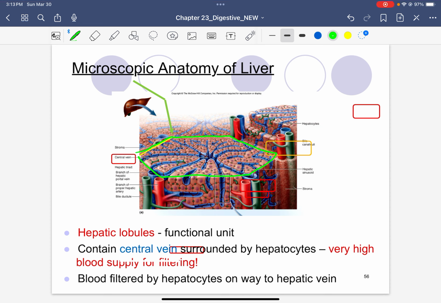Indeed, one of the functions of the liver is that it filters blood. So wouldn't it make sense, if one of the functions of the liver is to filter the blood, that we have a lot of blood supply going through the liver? But this is all extra.